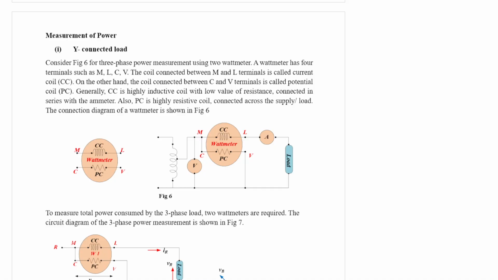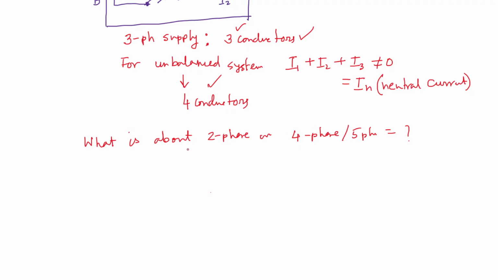So we are going into the details. If you look, we want to measure power. We have seen power is root 3 times line voltage into line current into power factor, that is the total power.